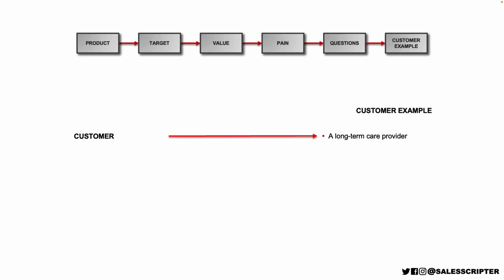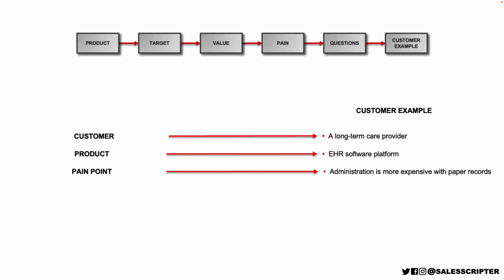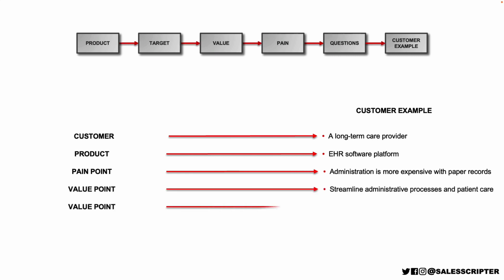So our customer is another long-term care provider. And then what did we sell them? Well, we sold them our EHR software. Then you want to think about a pain point that they had, and we could grab a pain point from the earlier step: administration is more expensive with paper records. Then you want to think of a couple of value points. And once you have these points, again, all of this is repurposed from what we just went through.